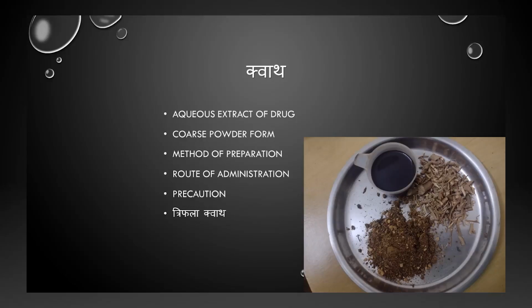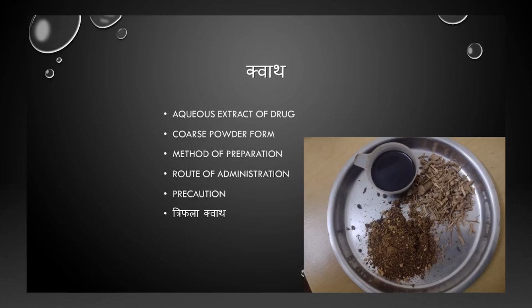Third dosage form is Kwatha. Kwatha is hot decoction or aqueous extract of the drug. The drug is pounded into small pieces or taken in a coarse powder form. The amount of water taken for preparation of decoction varies as per the nature of the drug, but commonly one part of the drug is boiled with 16 times of water on mild heat and it is reduced to 1/8 part. After reduction, the remaining liquid is filtered through fine cotton cloth.